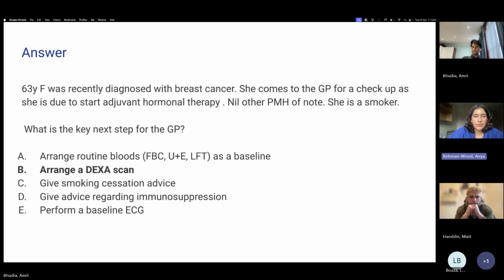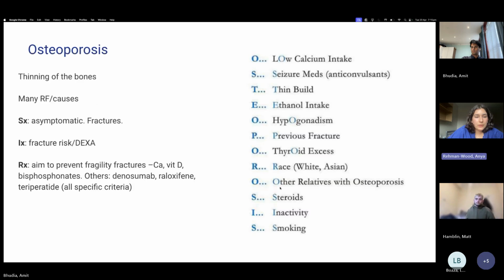The other risk factor she's got here is being a smoker. So essentially they need you to do a DEXA scan to monitor her bone mineral density and decide if she will need bone protection moving forward. Next one.